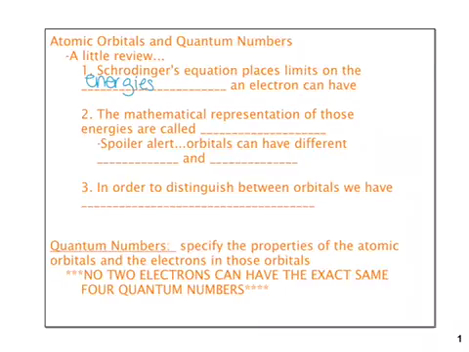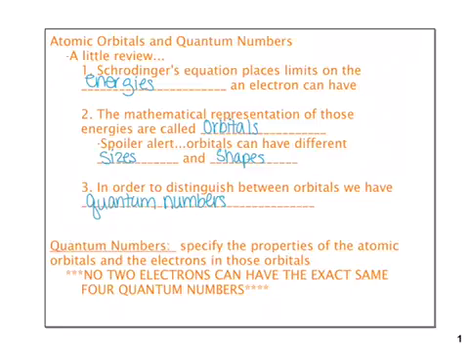The mathematical representation of those energies we call orbitals. Orbitals can have different sizes and different shapes and even different orientations. So in order to distinguish between orbitals, we have a set of quantum numbers to help identify an electron's position and location. Quantum numbers specify the properties of the atomic orbitals and the electrons in those orbitals.